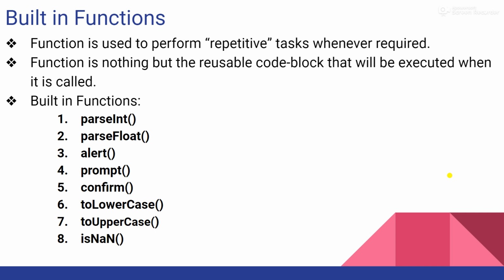A function is nothing but a reusable block of code that will be executed when it is called. Understand, a function will perform its action when it is called, right? So this is what a function is. Now function means obviously it is going to perform some particular task. So there are some functions or tasks which are already defined in JavaScript. Means you need to simply call those functions and they will automatically do their work.